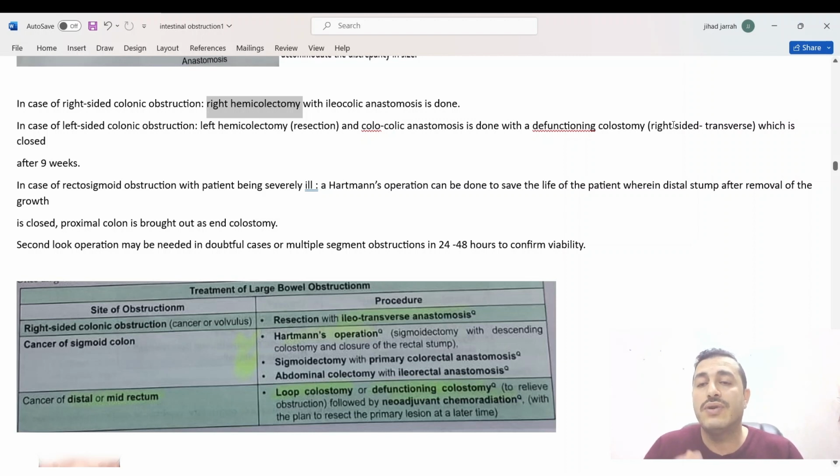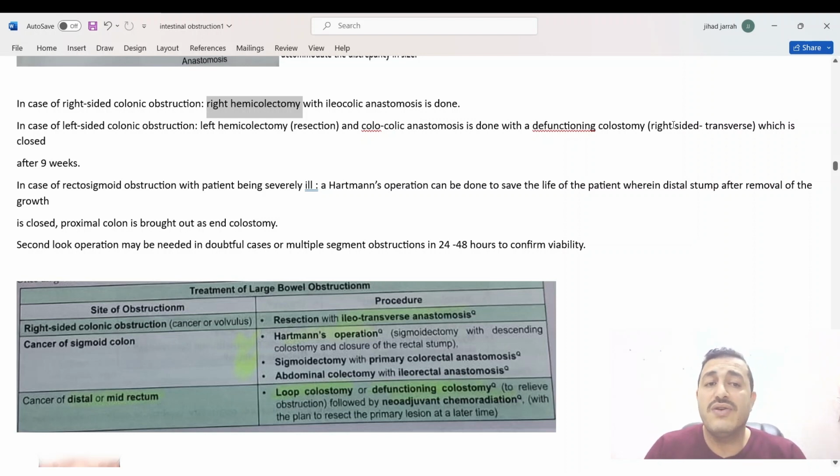We may proceed for ileocolic anastomosis with loop ileostomy. So we have to think, the more distal the obstructing lesion, if we are going to do primary anastomosis, we have to do defunctioning colostomy.